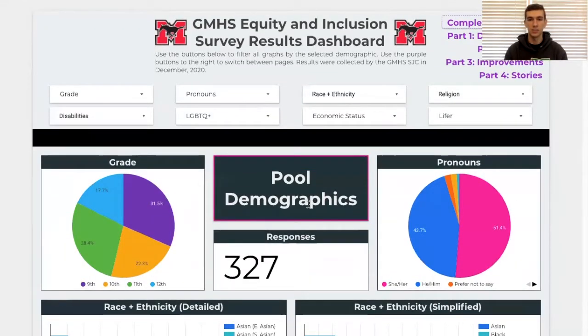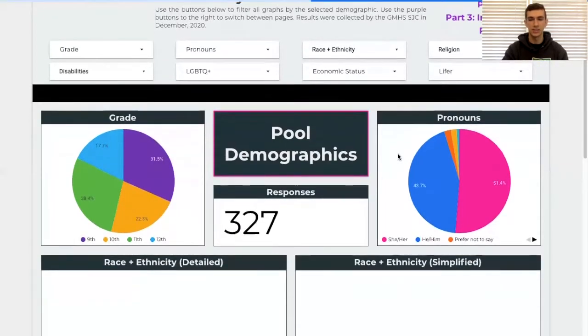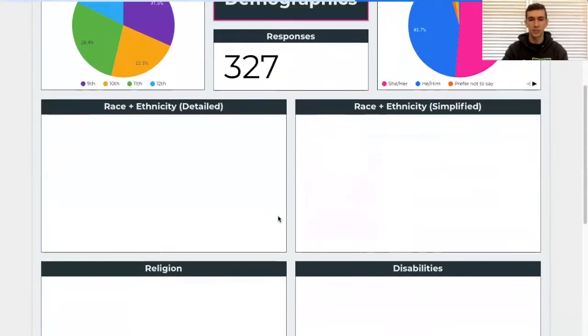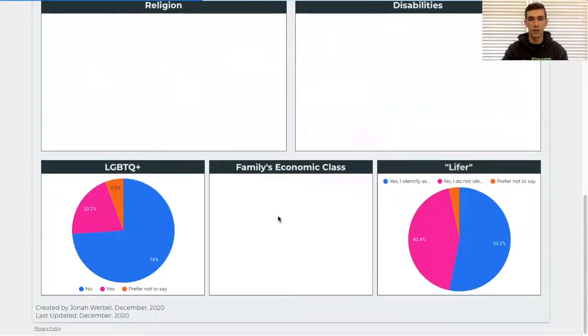To really get a deeper understanding, I recommend that you go into the top right corner and use the menu over there to explore different areas. So for example, if you go to part 1, demographics, it might take a second to load, but then you can see all of the demographics of everyone who has responded.